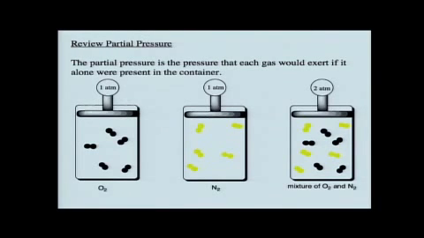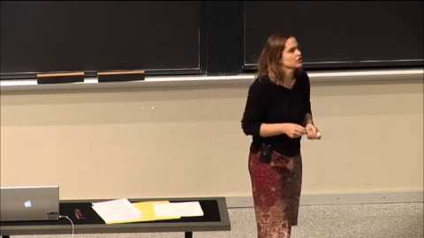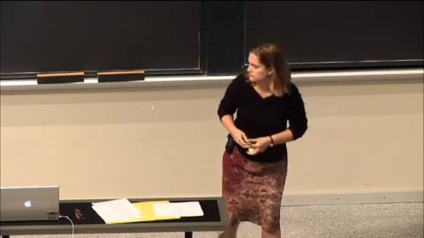If you put this amount of oxygen and this amount of nitrogen together in a container, then you would have 2 atmospheres of total pressure, but you're still going to have 1 atmosphere of partial pressure for oxygen and 1 atmosphere of partial pressure for nitrogen. So it's as if the gas is alone in the container. That's the definition of partial pressure.